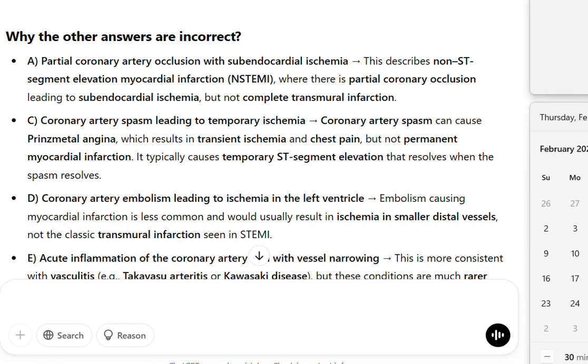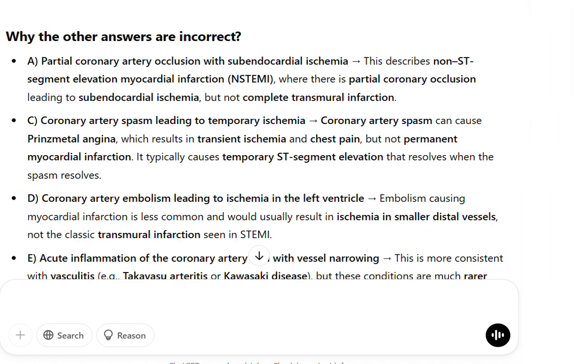E. Acute inflammation of the coronary artery wall with vessel narrowing. This is more consistent with vasculitis, e.g., Takayasu arteritis or Kawasaki disease. But these conditions are much rarer and do not typically lead to the same thrombotic occlusion of coronary arteries seen in STEMI.